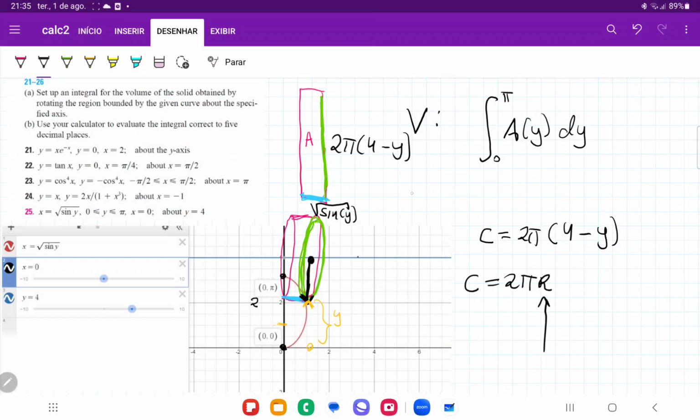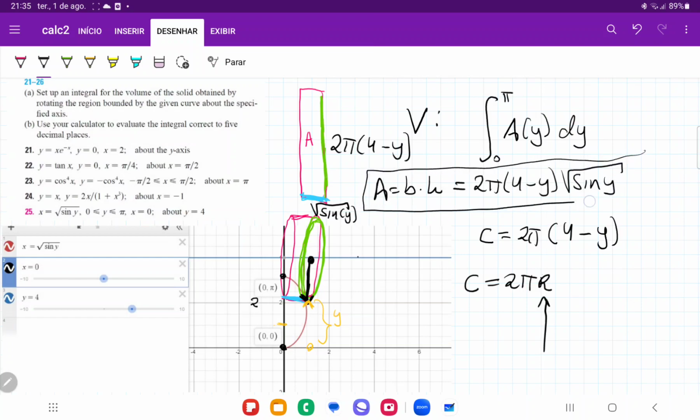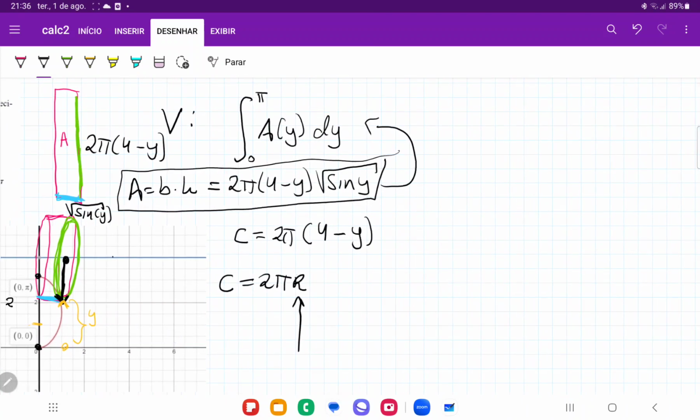Once we have this, we know that the area is equal to base times height, which is equal to 2 pi times 4 minus y for the base, and then the height is square root of sine y. Once we have this expression for area, we are ready to plug it into the integral, because we're just summing up all these areas. So this volume is going to be the integral from 0 to pi. The 2 pi goes outside because it's a constant, and in the integral we have 4 minus y times square root of sine y times dy.